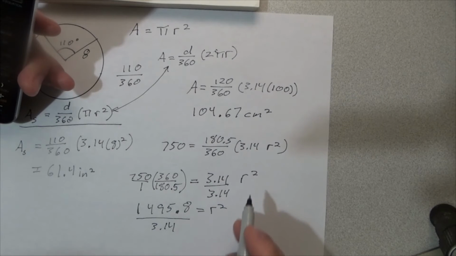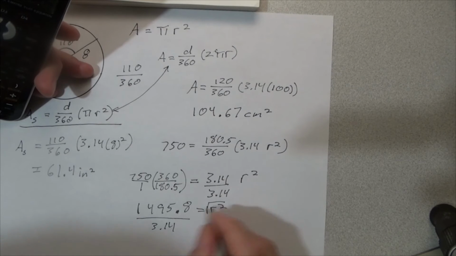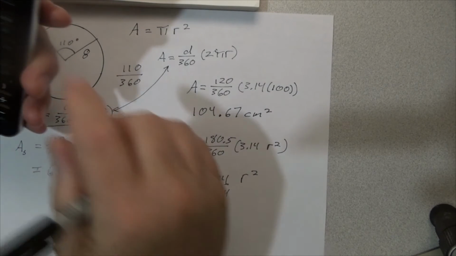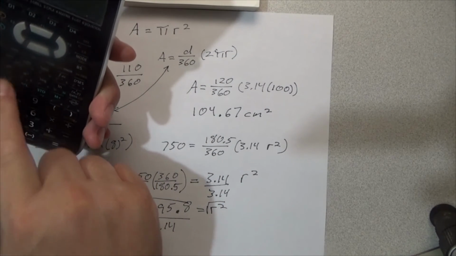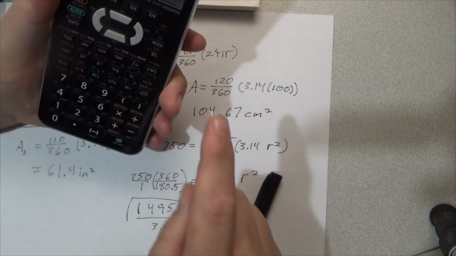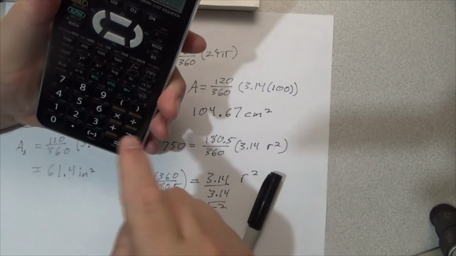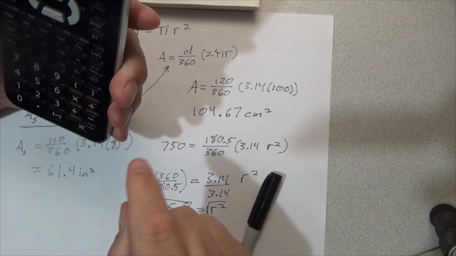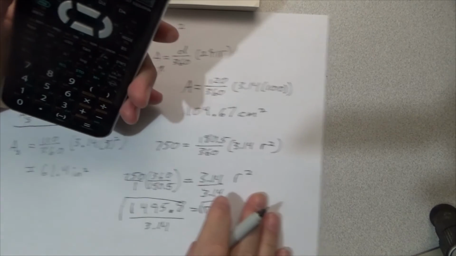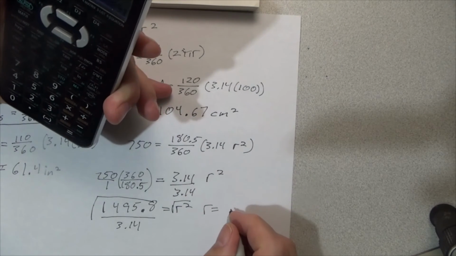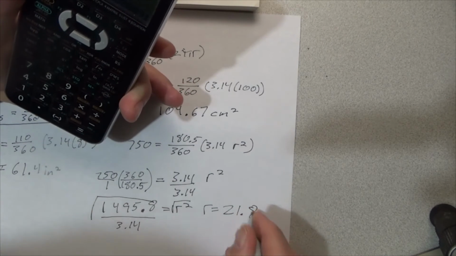Remember, this is r squared. We haven't found r yet. So in order to solve this, I take the square root of both sides. So I will take the square root of, and then put a fraction bar inside the square root: 1495.8, and then in the denominator, 3.14. Okay, so that gives me a radius of 21.8.